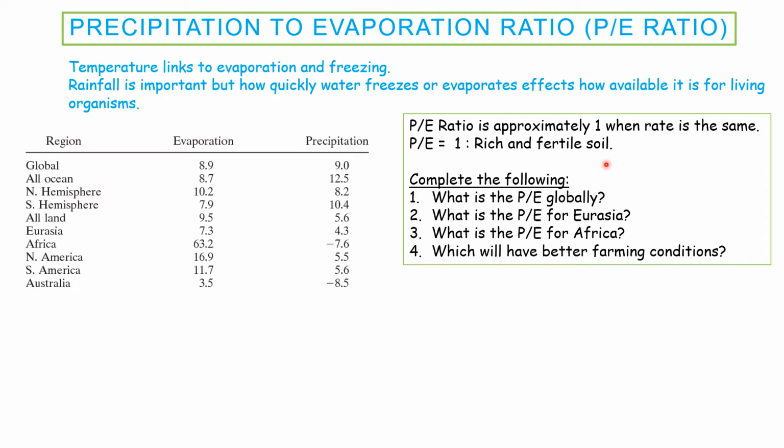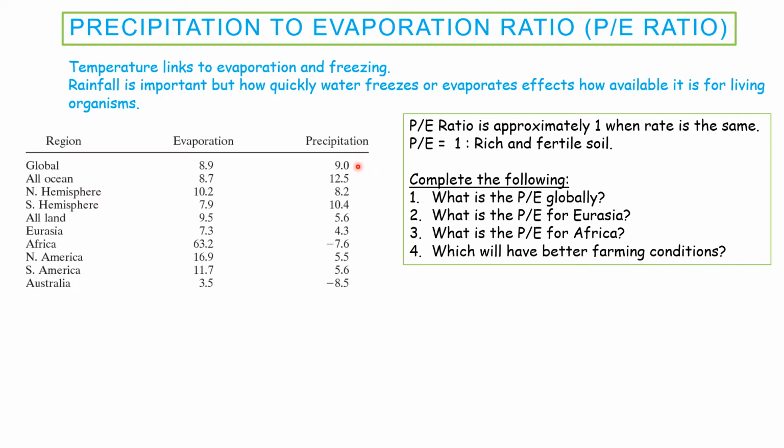So overall, what you want for a rich and fertile soil is a precipitation to evaporation ratio of 1, and that is what we have approximately when the rate of precipitation, i.e.